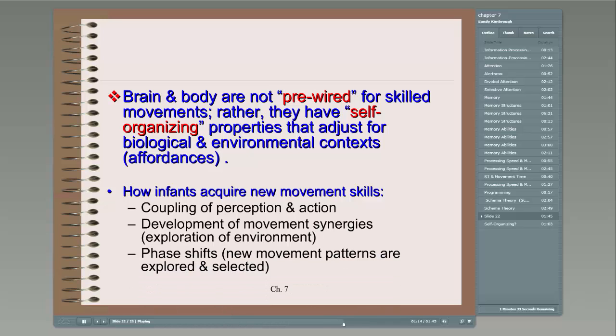There's a time when a child or an infant is going to switch from one movement pattern to another. So for example, an infant who drags itself around on his belly, using his arms, doing kind of a low army crawl, is going to switch eventually to where they're creeping. Creeping is where they're moving on their hands and their knees with their trunk off the ground. Okay, so the shift from one type of movement to another is called a phase shift, and this is where a new movement pattern is explored and selected.